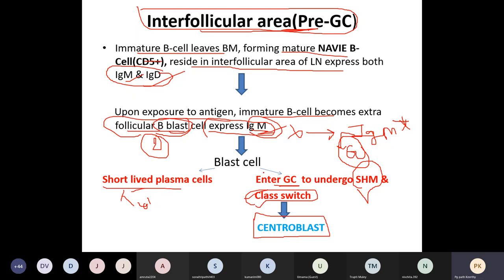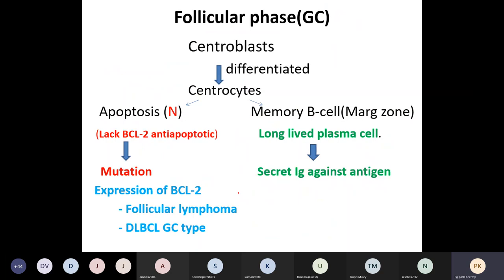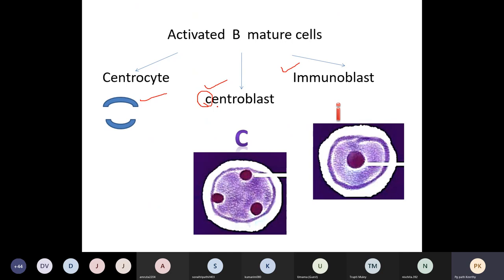So these blast cells are now called centroblasts. So what is the name of this blast? It is the centroblast. How do they look? See, remember, centroblast means C, right? Remember, like C, this is C. Can you understand? This is the C. That means it will have 1, 2, 3 prominent nucleoli, which are attached to the nuclear membrane. Got it? This is the centroblast.